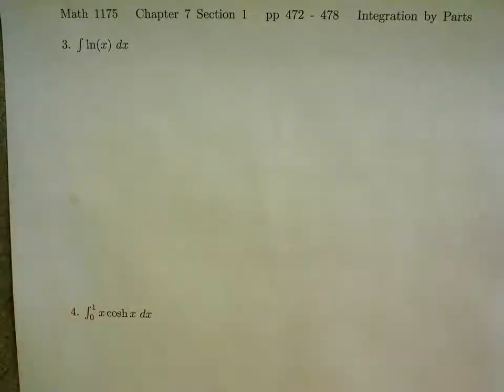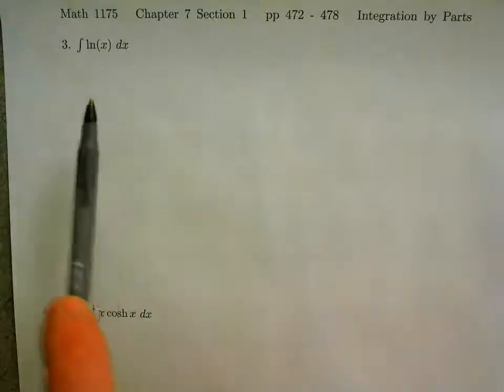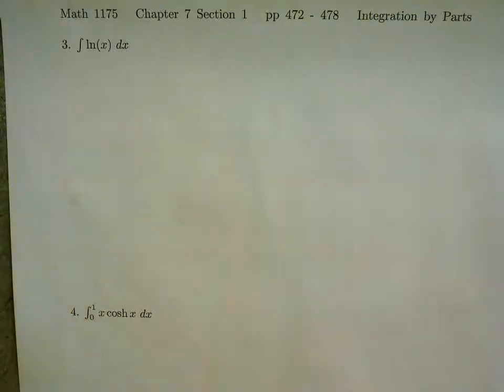Find the indefinite integral of the natural log of x dx. Does it look like we have a product of 2 functions? But we really do, because the constant 1, if f of x equals 1, that's a function. So we really do have a product, 1 times the natural log of x. Or you could think of this as the indefinite integral of the natural log of x times 1 times dx.